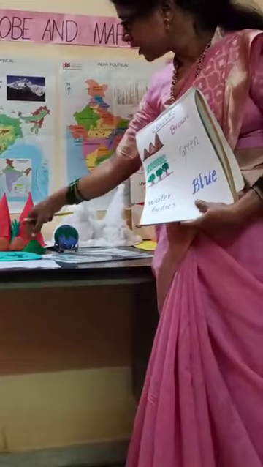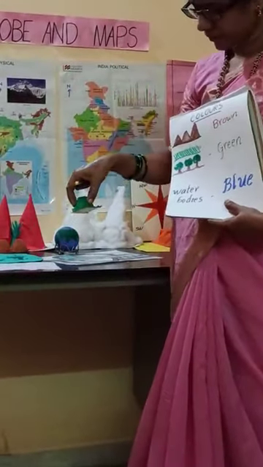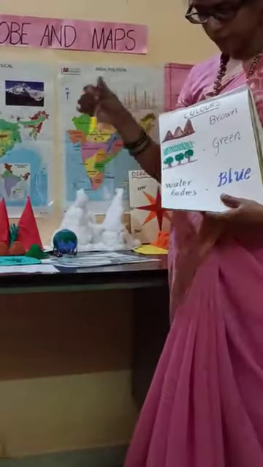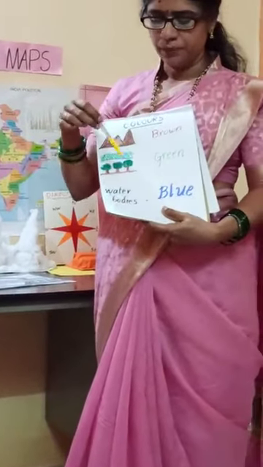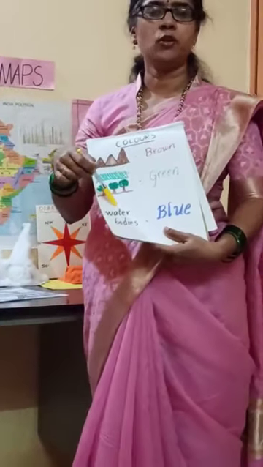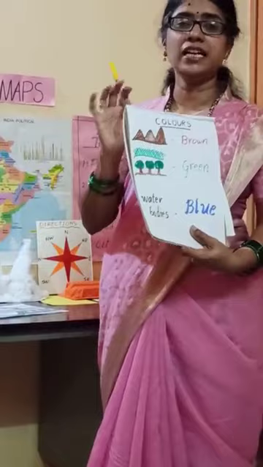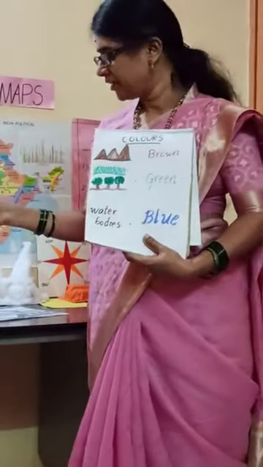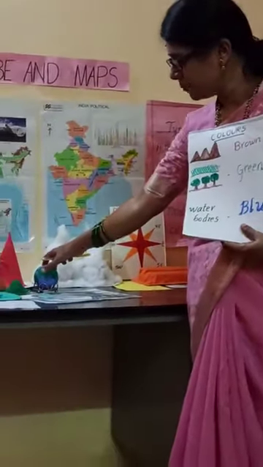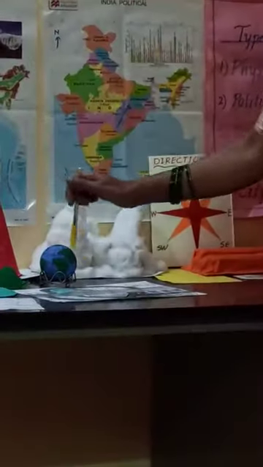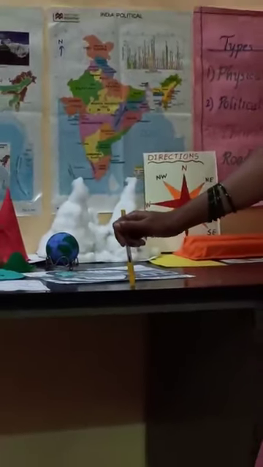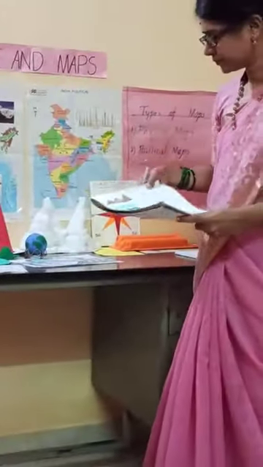Plains, sloping plains, grasslands, those are represented by the green color. And water bodies, you are very perfect. Water, always on the globe, we have been seeing right from the 4th class. Blue represents water bodies.